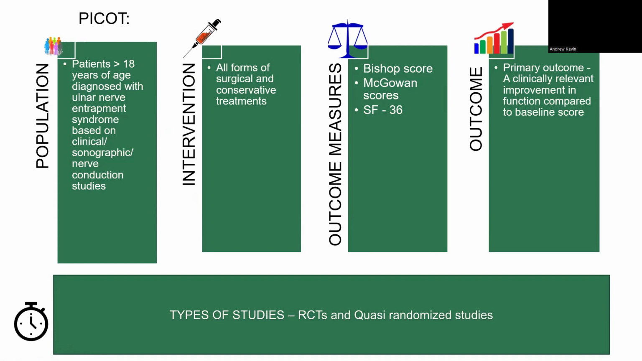The outcome measures they had used to assess the effectiveness of these interventions were mainly the Bishop score, the McGowan score, and the SF36 score. These are all scores of nerve function which are assessed preoperatively and postoperatively. For example, with the Bishop score, which is the one used in most of the studies, an improvement of more than 2 is considered significant. The primary outcome that they looked at was a clinical improvement in motor function as compared to the baseline. The types of studies they had recruited for this analysis were mainly RCTs and quasi-randomized studies.